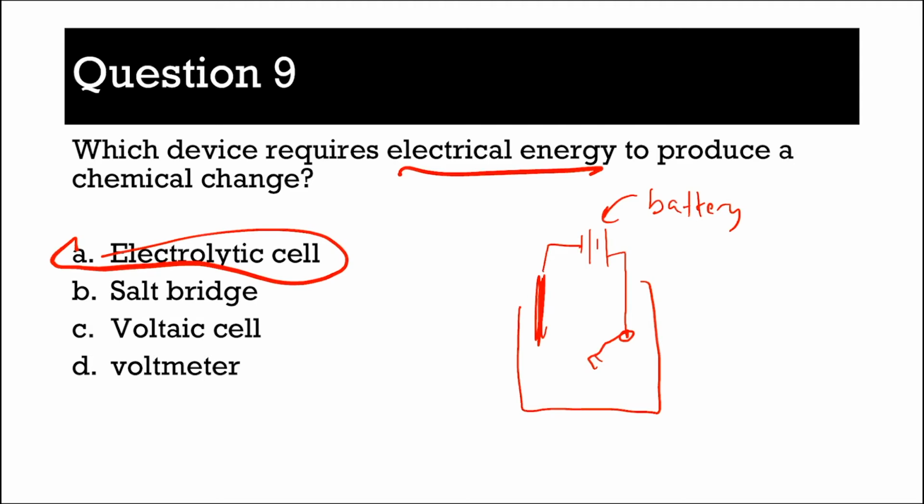That is a key. What happens is that you need this outside electrical energy in order to rip the electrons off of this to deposit it over there. So electrolytic cells require that electrical energy in order for chemistry stuff to happen. Without the battery, nothing would happen.